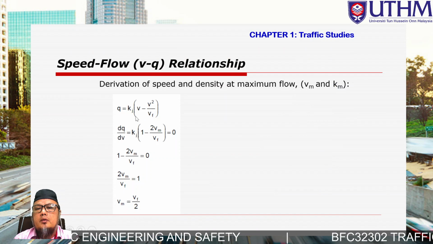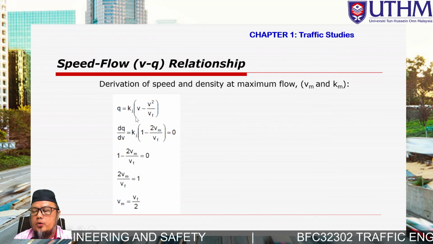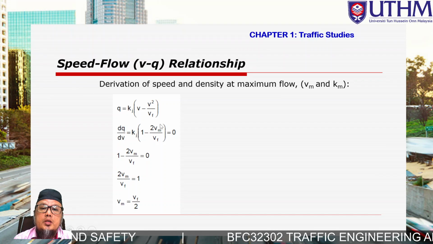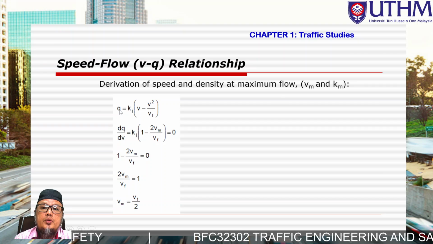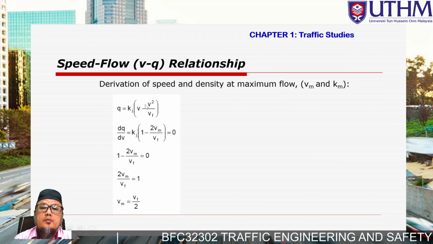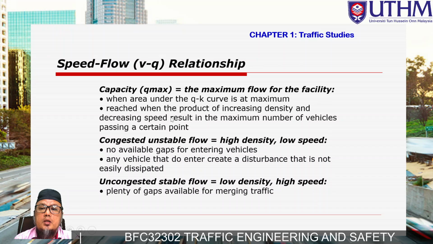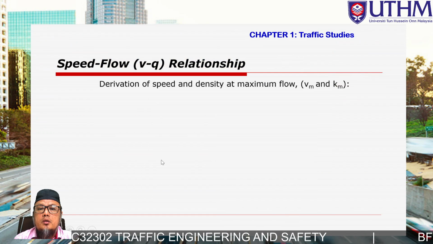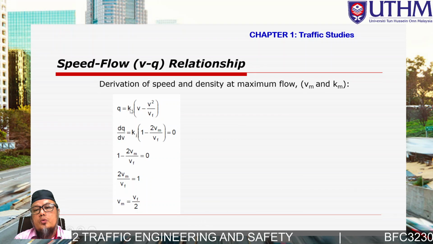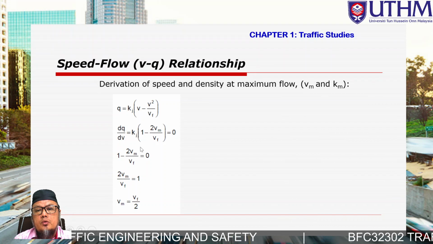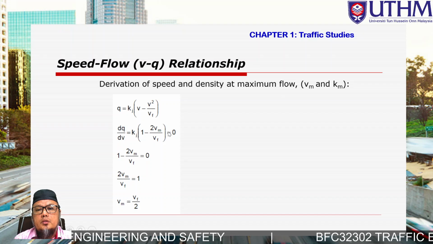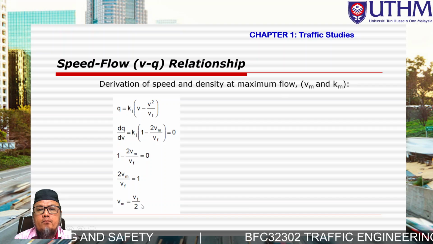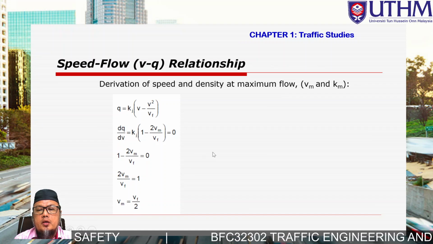So using what we call persamaan perbezaan, differential equations, we can substitute this value. We know V equal to Vk, Q equal to Vk, as I just showed in this particular formula. So always remember this formula. Okay, Q equal to Vk. So we substitute V here, and we do the operation of differential equations. Then we obtain the Vm, which is half of Vf.